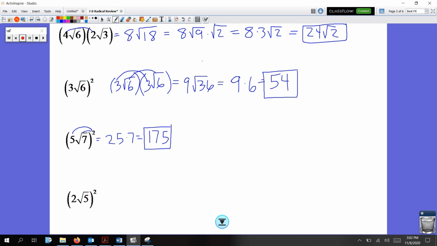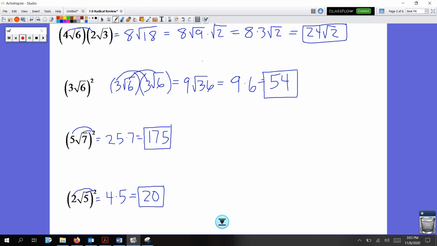Okay? I'm going to do it again. Here we go. I'm going to square the 2. That gives me 4. And when I square root 5, or square root of 5, I just free the 5 outside of the radical. I bust that radical up. So now this just becomes 4 times 5. And 4 times 5 is 20.